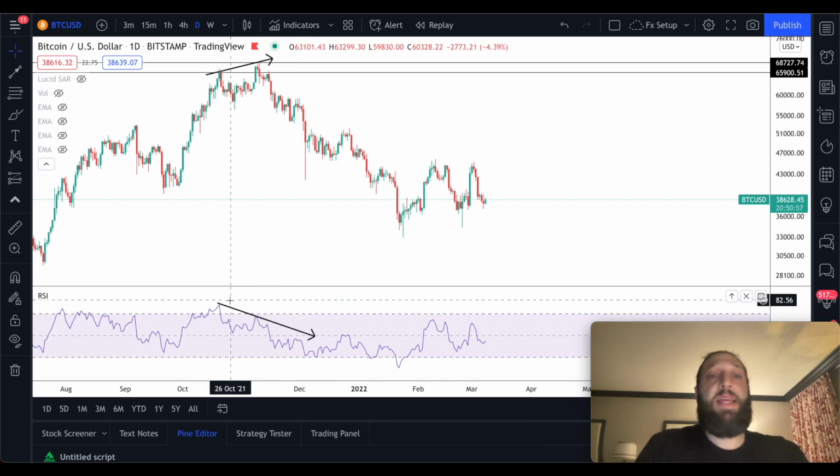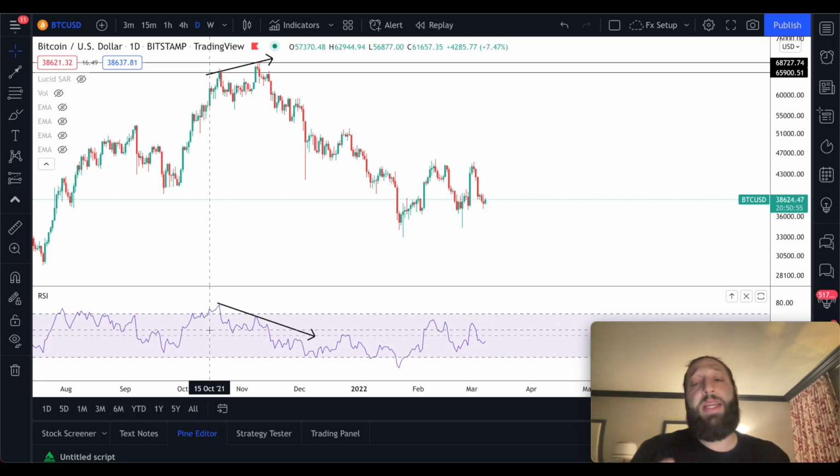So this is indicating weakness in the strength of this move to the upside, and you should be wary of this move. You know, is there less volume? Is there less strength? And then you should take that as a warning because this is a bearish divergence.